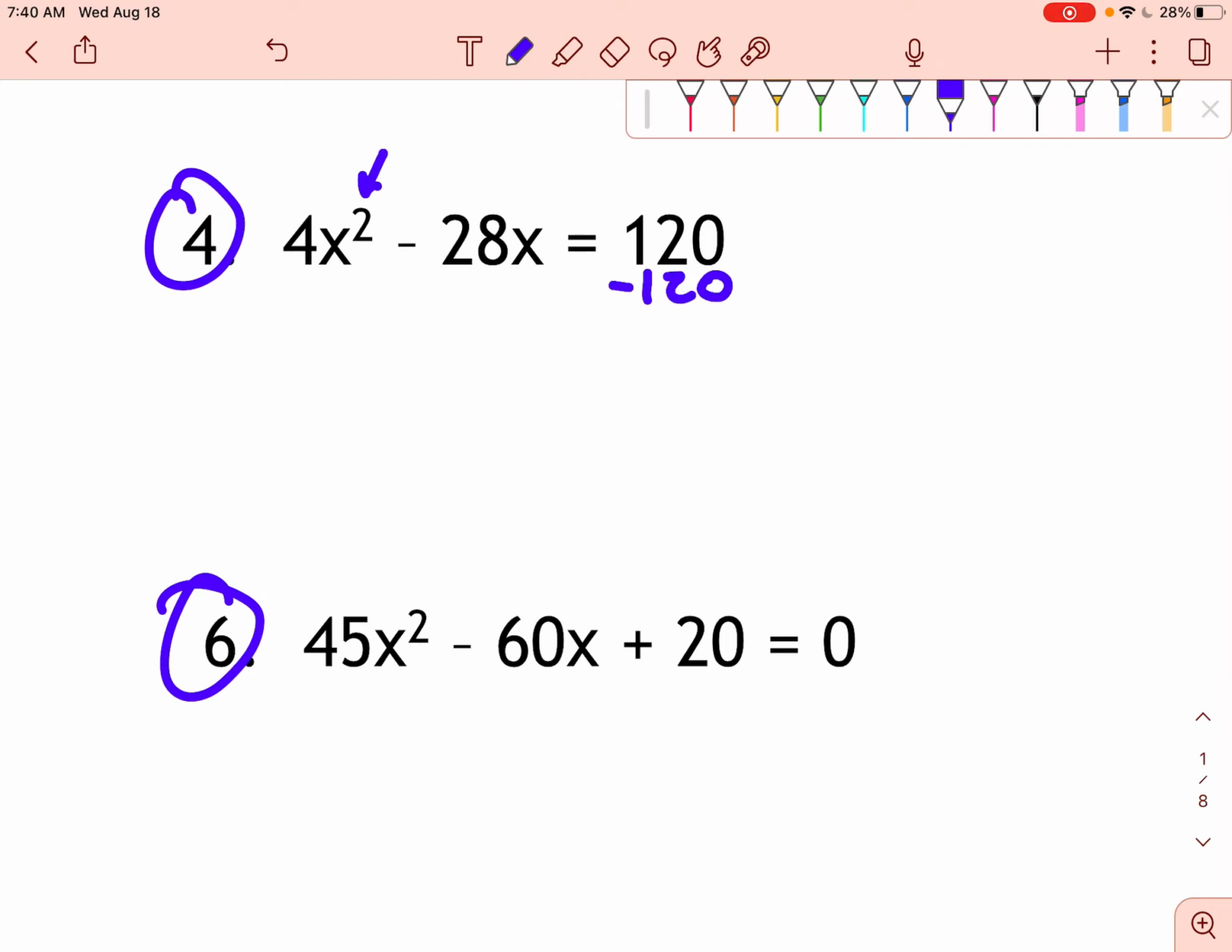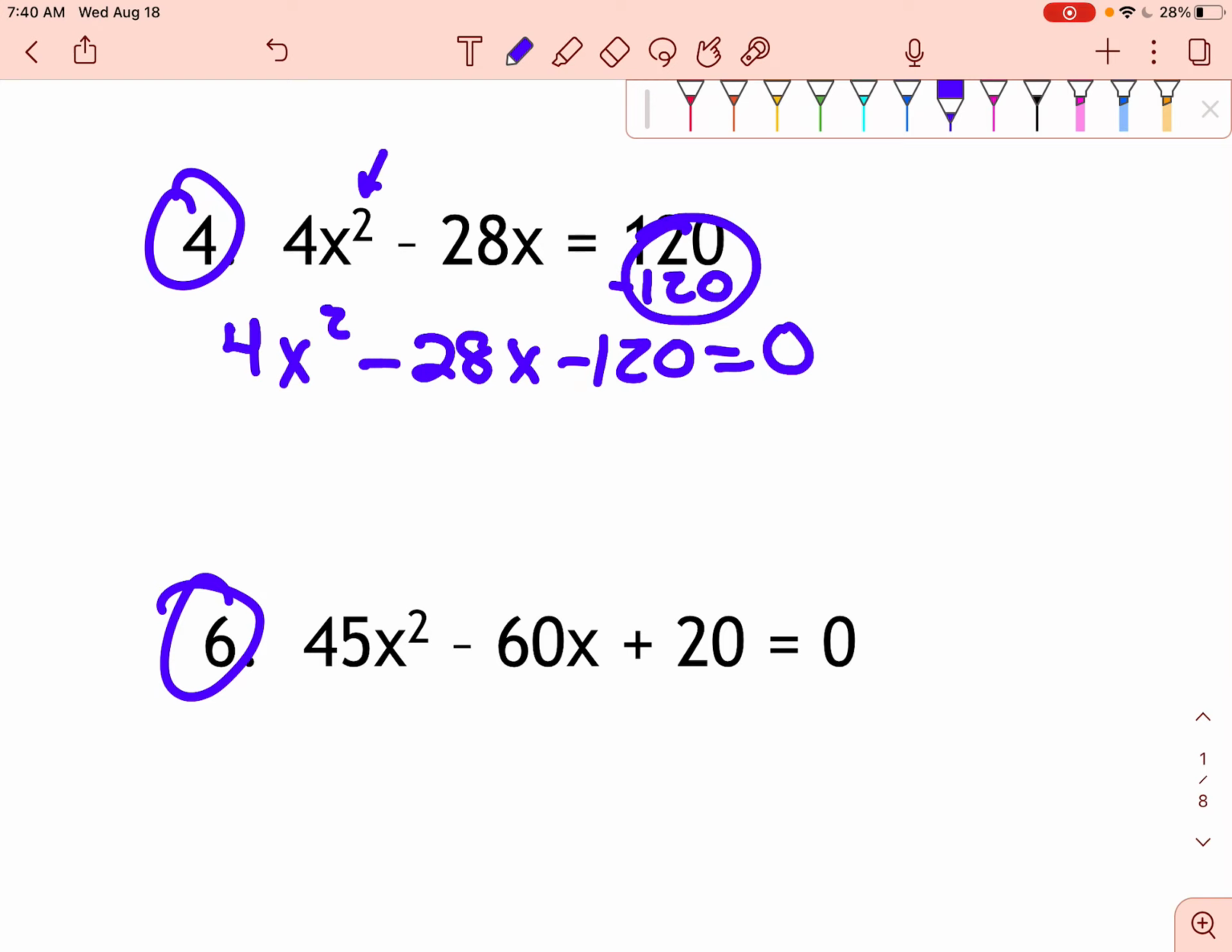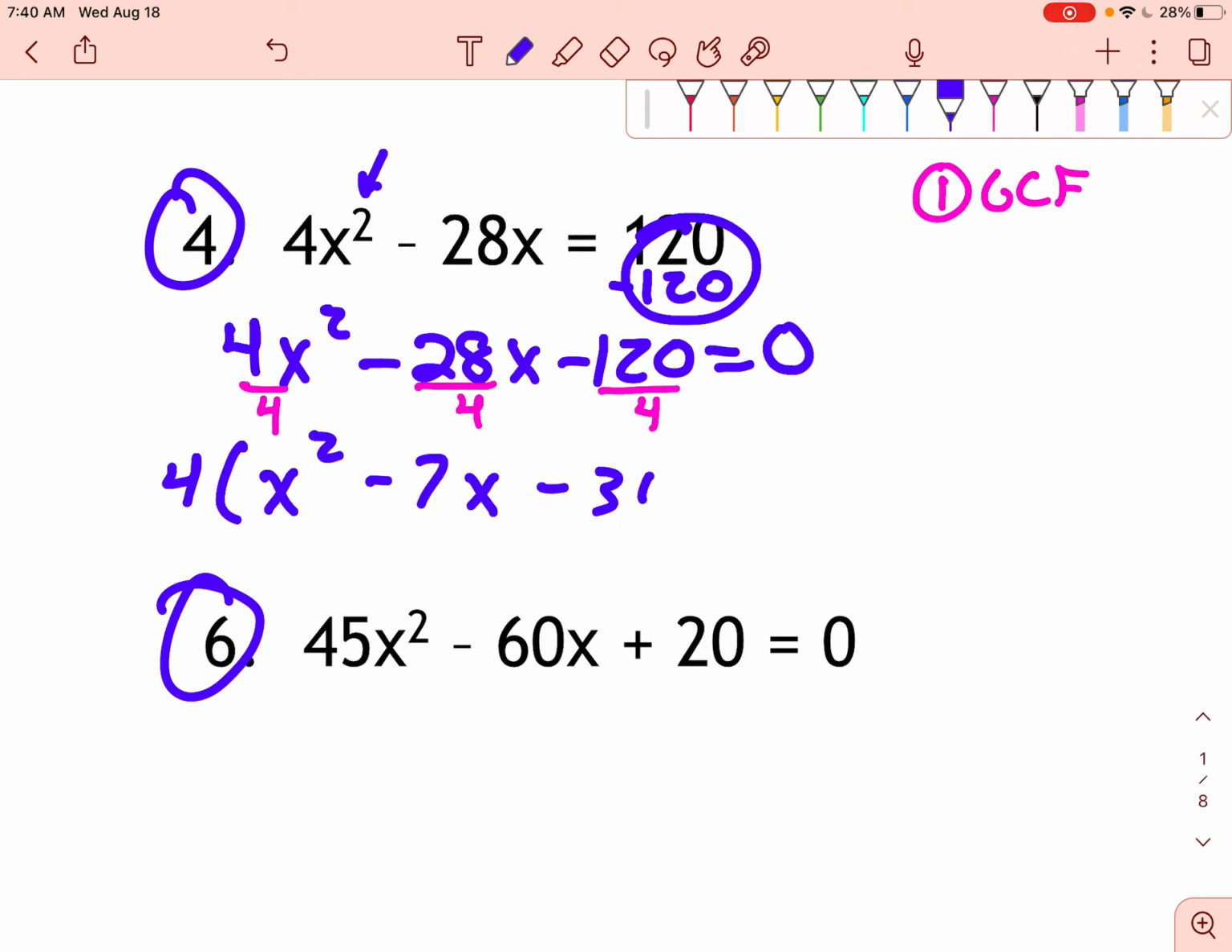So I'm going to subtract that 120, which turns this into 4x squared minus 28x minus 120, and that's equal to 0. The next thing I want to do is always look for a GCF. Remember, when you're factoring, if you can take a number out and make your other numbers smaller, that's what we want to look for. So I'm going to factor this 4 out, and that goes in front of the parentheses, and what I'm left with is x squared minus 7x minus 30 is equal to 0.